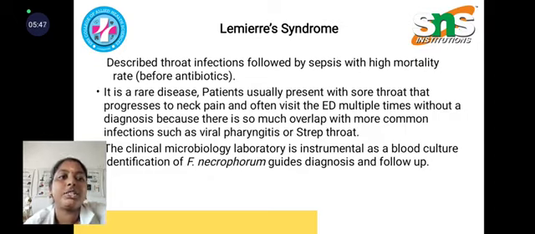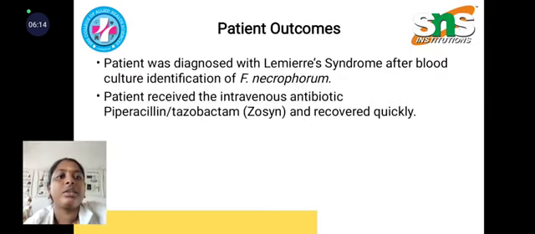Patients present with sore throat and progressive neck pain. It is also often mistaken for more common infections such as viral pharyngitis or strep throat. Strep throat is caused by group A Streptococcus, that is GAS, and the clinical microbiology laboratory blood culture identified Fusobacterium necrophorum.